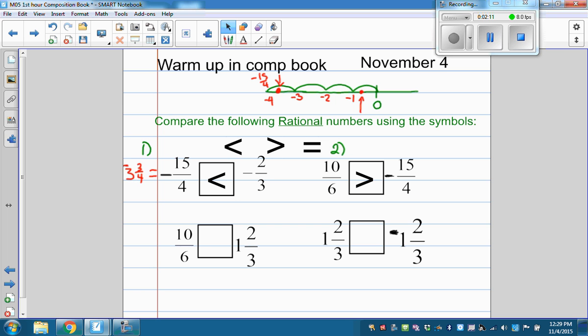Down here, number 3, 10/6 and 1 2/3 are positive. 6 goes into 10 once, there's a remainder of 4, so 4/6 reduces to 2/3. So this would be a situation where they are equal. And then the last problem, number 4, 1 2/3 compared to negative 1 2/3. Positives are always greater than negatives.